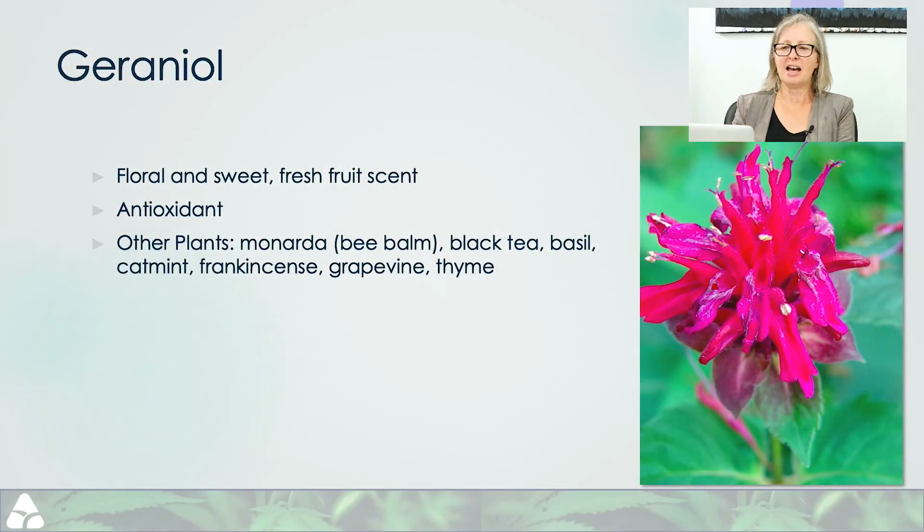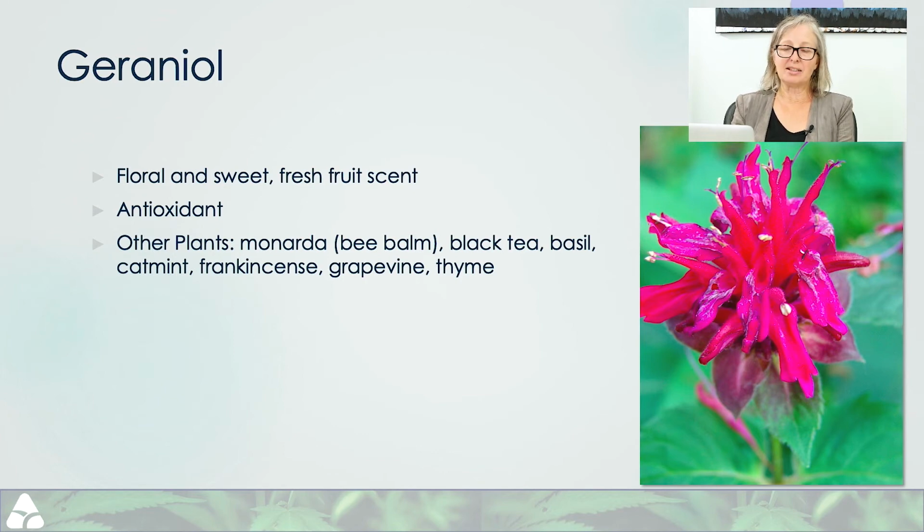Geraniol. This is a very florally, kind of sweet, fresh kind of a scent. It's known for being antioxidant, so it really helps boost the immune system. We find that in Monarda, and the other name for Monarda is bee balm. They're a beautiful kind of purpley pink flower that the bees really love. And the Monarda flower also has very good antioxidant and antimicrobial properties as well. As a herbalist, we'll use that for people who have colds and flus, those kinds of things.